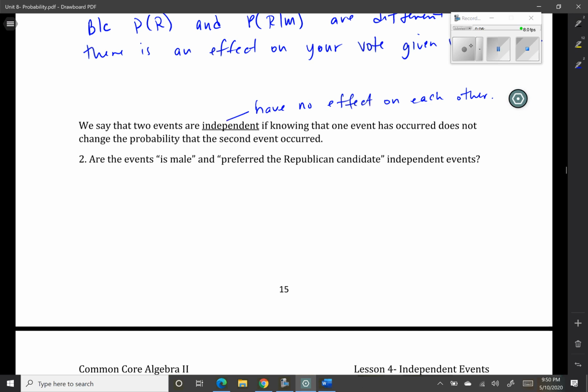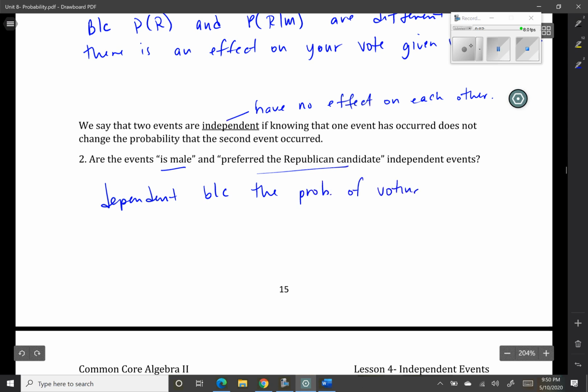So because we were able to show that there was a distinct change between the vote when we introduced the fact that the voters were male, we can say that these are dependent events. Being male and being a Republican person are going to be dependent events because the probability of voting Republican was affected by being male.